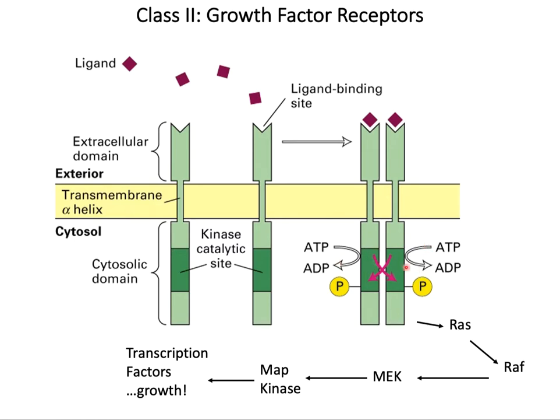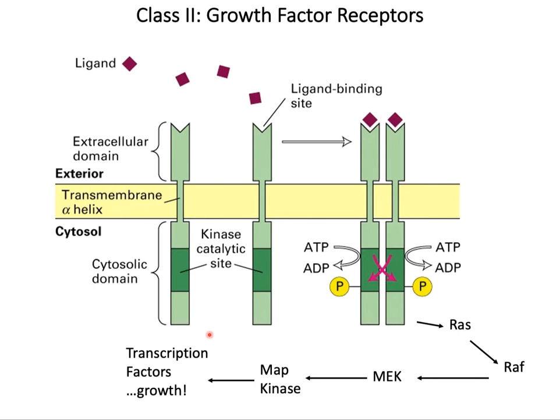You get cross-autophosphorylation, and the phosphorylated receptor can then, through a series of steps, activate RAS, which in turn activates RAF, which in turn activates MAP kinase, and then MAP kinase can move into the nucleus and phosphorylate transcription factors and drive the expression of genes.